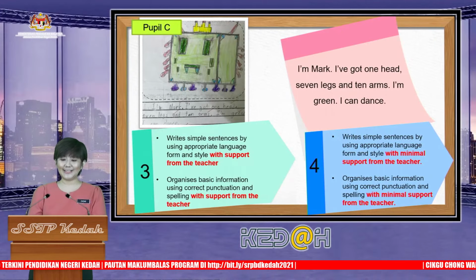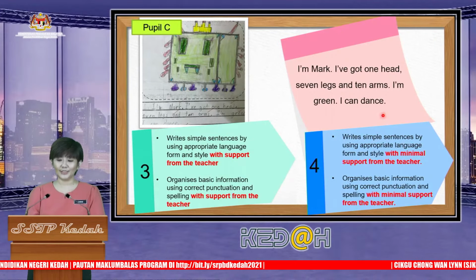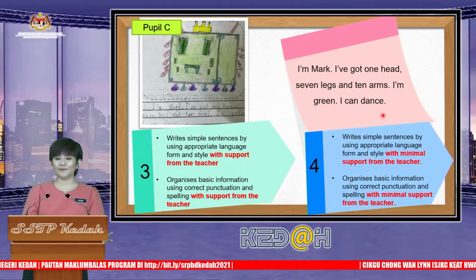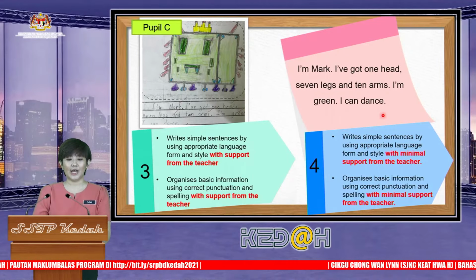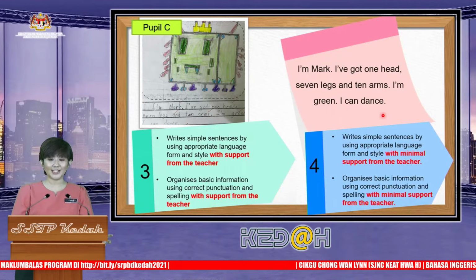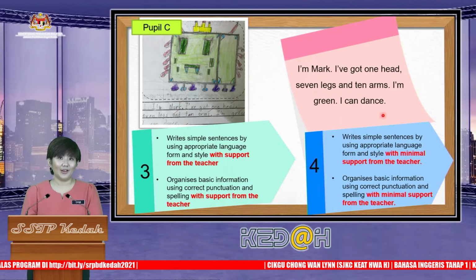So this is pupil C. Let's have a look. So I'm Mark. I've got 1 head, 7 legs, and 10 arms. I'm green and I can dance. So what do you think about his or her work?